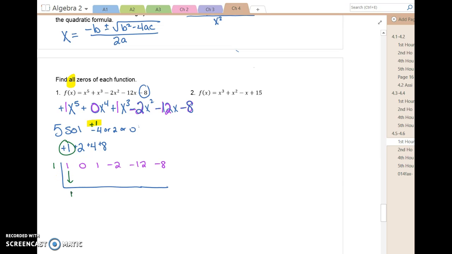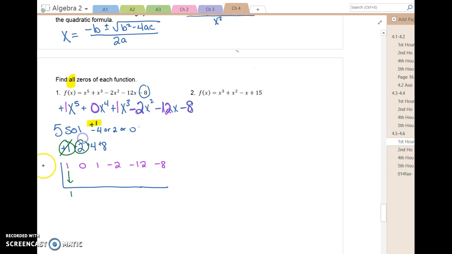So using synthetic division, drop the first one down, multiply. 1 times 1 is 1. Add. Multiply. 1 times 1 is 1. Add these two together. Multiply. 1 times 2 is 2. Add those. 1 times 0 is 0. Add those. 1 times negative 12 is negative 12. That is not going to give me 0. So positive 1 did not work. If you want to reuse your synthetic division, you simply erase this stuff out, which is a little bit easier for me than it is for you.